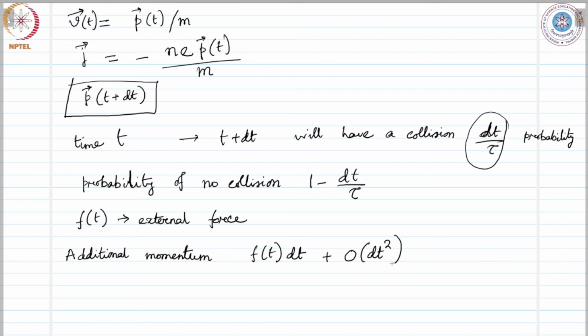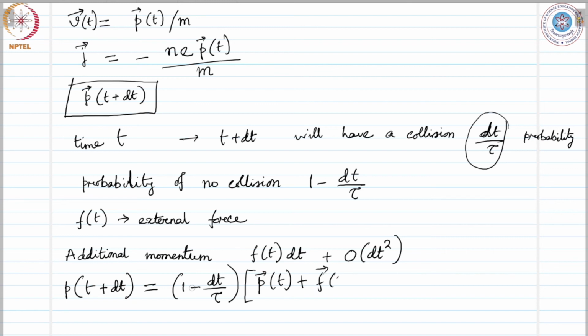If we neglect the contribution from the electrons that undergo a collision, then we can write the momentum at t plus dt. We are considering only those electrons that survived without a collision. Those that went through a collision we are not considering here. It can be written as the probability of surviving without a collision, that is 1 minus dt over tau, times p t plus the change in momentum, that is f t, plus order of dt squared.